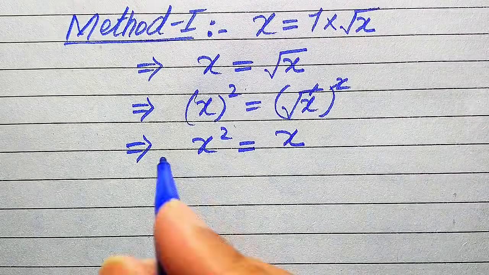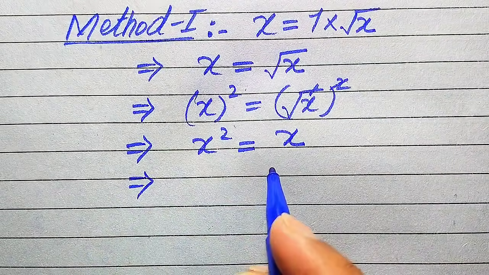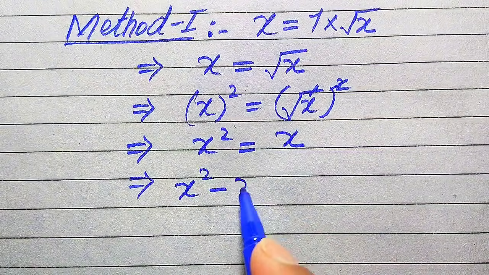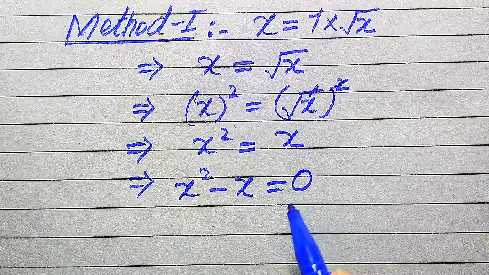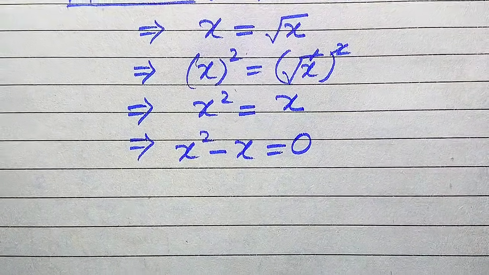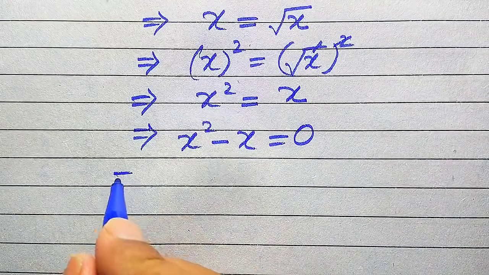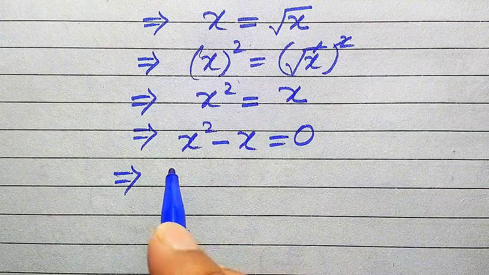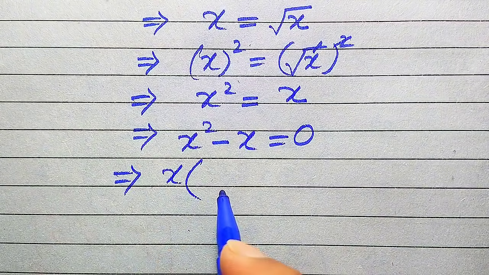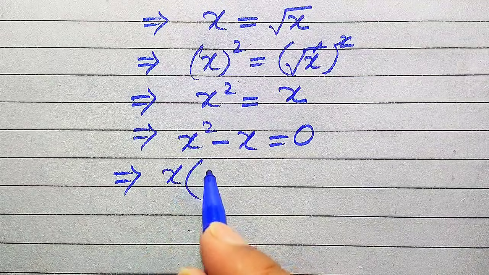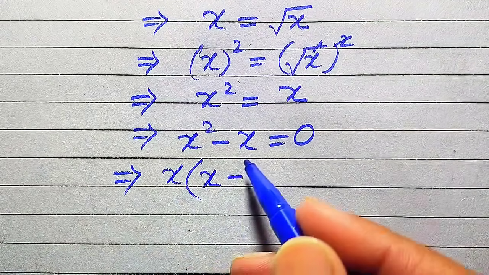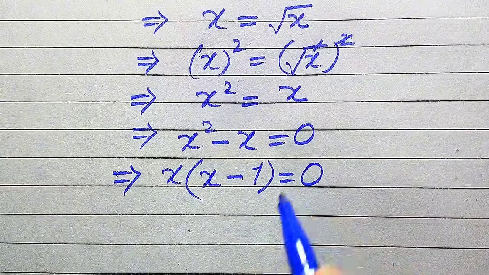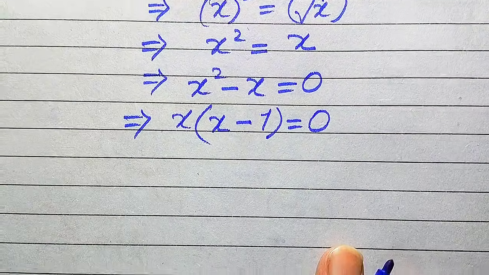And further in the next step we move the x from the right hand side to the left hand side, and it will be written as x square minus x, and this whole equation is equal to 0. And now in the next step we need to take common x from both of these two terms. When you take common x from here we get x only, minus, when we take common x from here we get 1 only, and this whole equation is equal to 0.